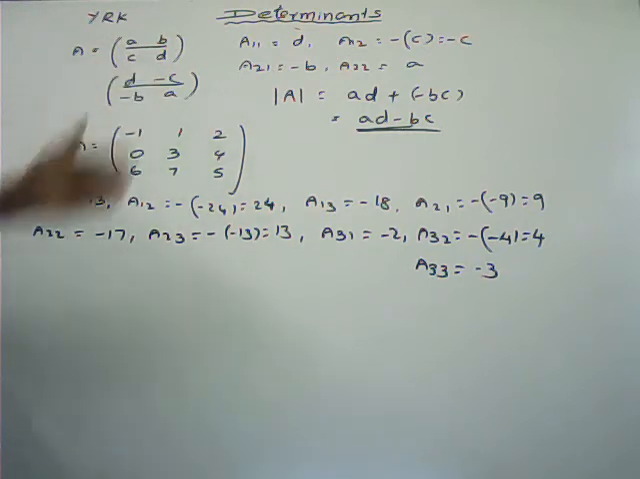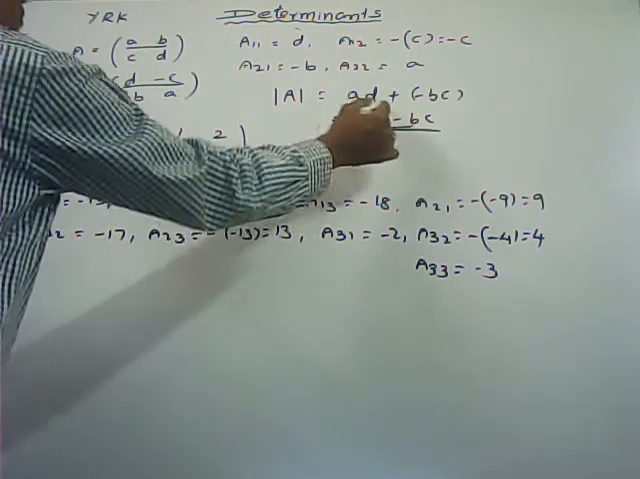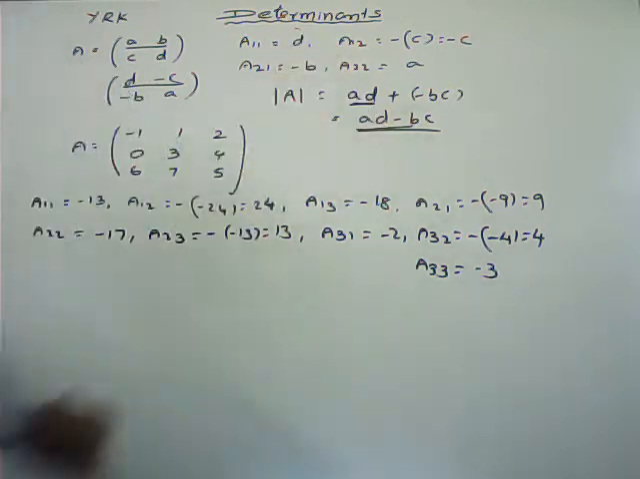How to get that? By using this definition. First we have to explain what is a minor and what is a cofactor. Now here we can say the definition: the sum of the products of the elements of any row or column with their corresponding cofactors is the determinant of the matrix.